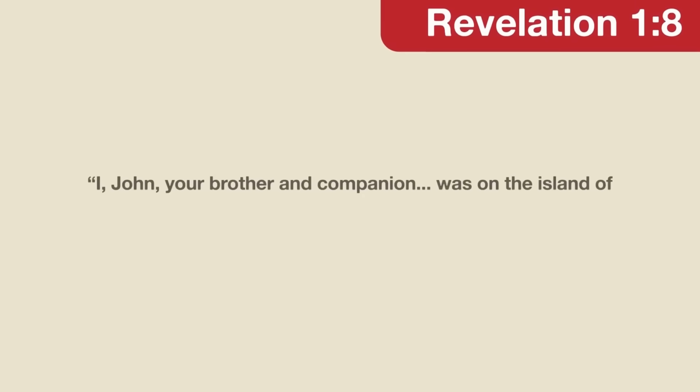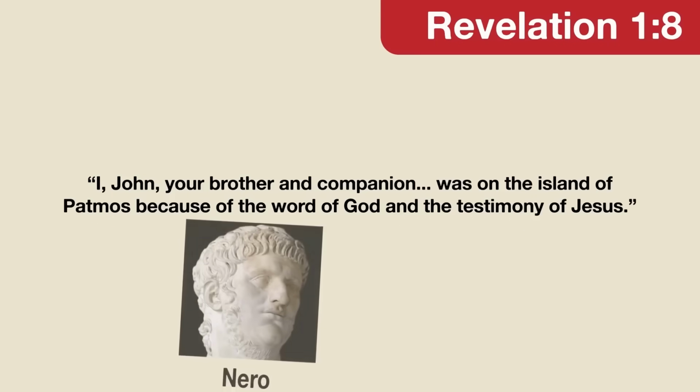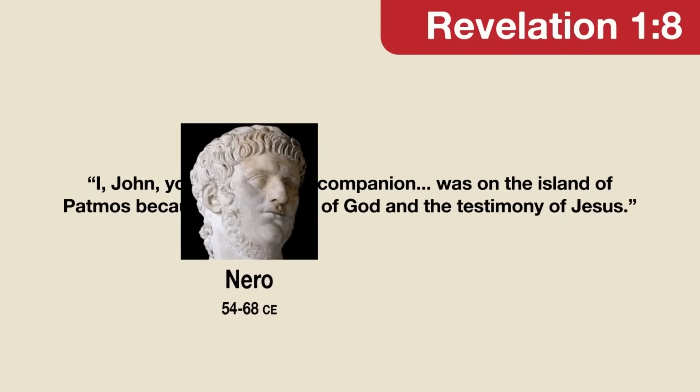In the first chapter, the author names himself as John and states that he is writing from the island of Patmos, where he has been imprisoned for being a Christian. This allows us to date the book to either the 60s CE or the 90s CE, as these are the first two periods in which Christians were persecuted. First under Emperor Nero, and then second under Emperor Domitian.